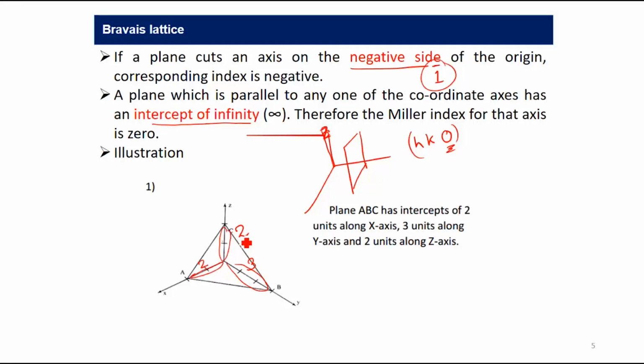Intercepts are 2, 3, and 2. So how you're going to do this is 1 by 2, 1 by 3, and 1 by 2, isn't it? So what is the LCM of this? It is 6. So you have to just multiply 6 with all of them. So this will be 3, 2, 3, isn't it?